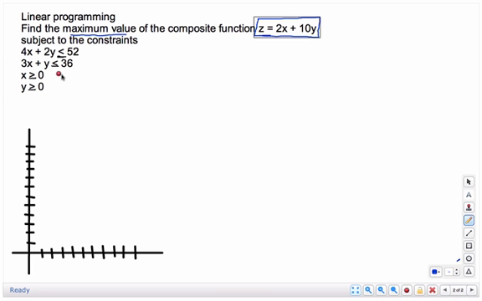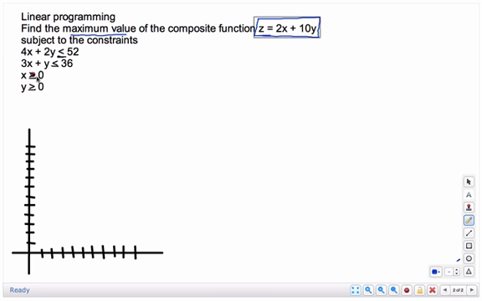You're given a function, and this function is what you use to find either the maximum or minimum value of a group of inequalities. So you're going to graph this system of inequalities. You're going to find where they intersect. You're going to plug those points of intersection in for x and y and find the one that gives you the maximum value. Okay, so let's go ahead and do that.